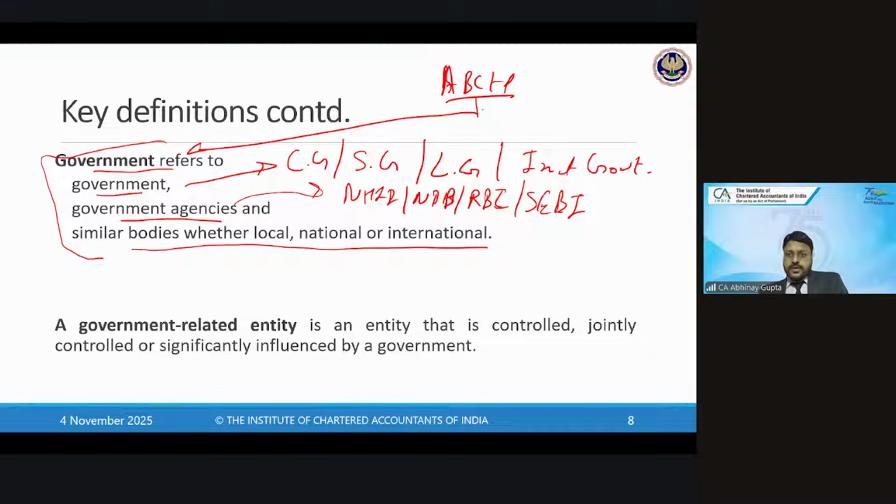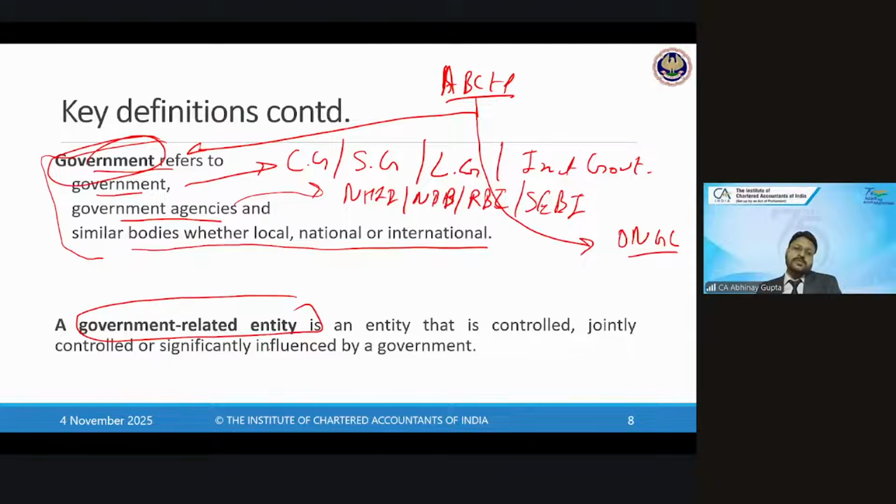But what if ABC Limited is doing a transaction with a company, for example ONGC? ONGC is a PSU, a government owned undertaking. The standard says that transactions with the government as well as government related entities need to be seen with a special lens.